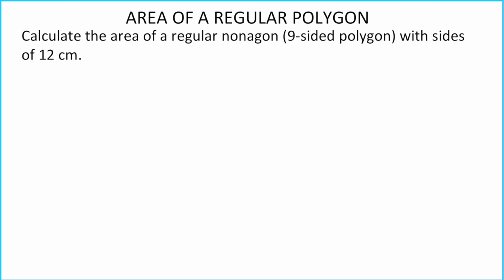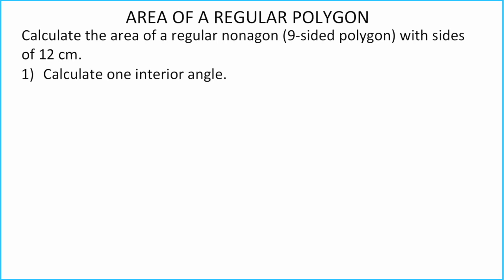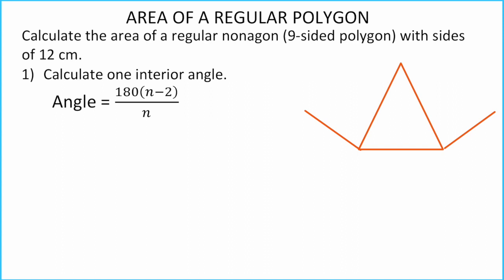So we're going to calculate the area of a regular nonagon, which is the fancy name for a 9-sided polygon, and its side length is 12 centimeters. So first step, we have to calculate what one interior angle is. So one angle is equal to 180 times (n minus 2) divided by n. The top of that fraction is the sum of all the angles. And in a regular polygon, since all the angles are the same, we can just divide by the number of sides. All right, let's take a look at a picture here.